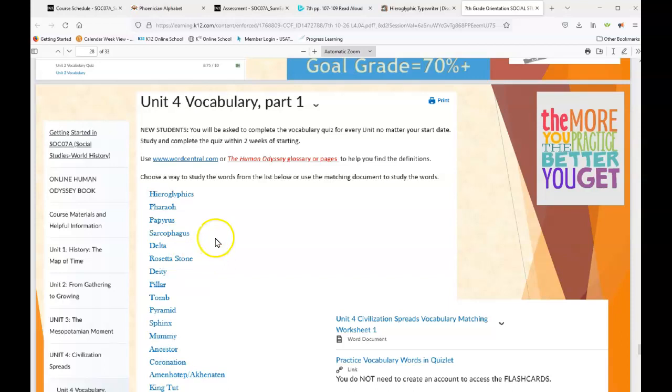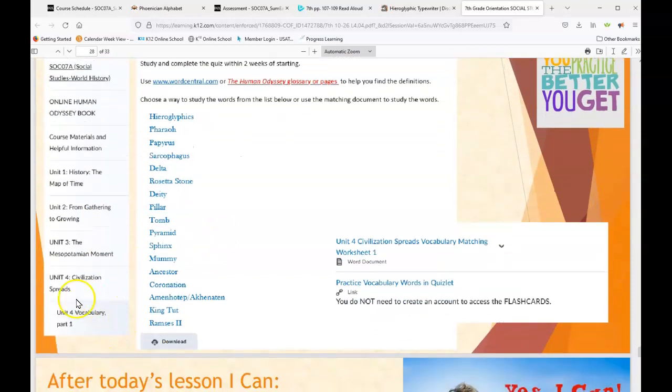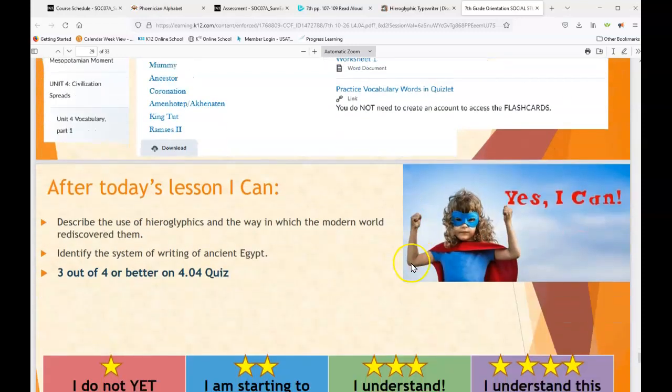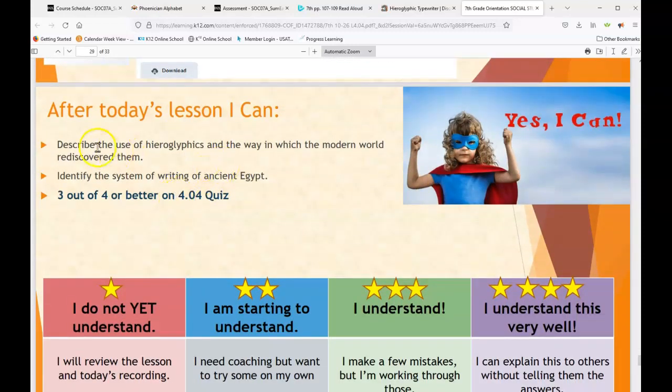Unit 4 vocabulary is there. If you want to start working on some vocabulary, hieroglyphics, pharaoh, papyrus, sarcophagus, delta, Rosetta Stone, those are some words that we've already studied. Sphinx, mummy, pyramid, tomb. Wow, we've already gotten through a lot of these words already. There's a matching worksheet, and there's a Quizlet with flashcards there.